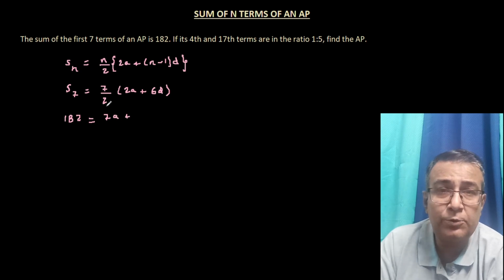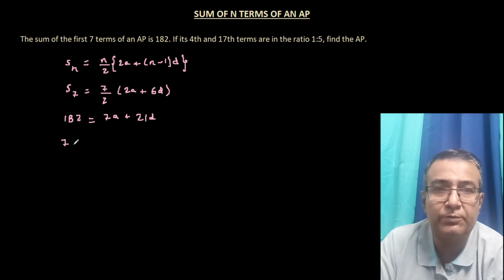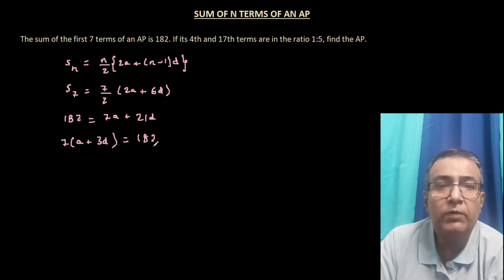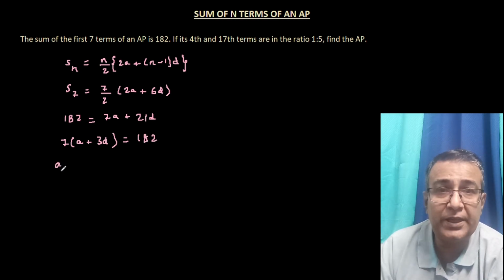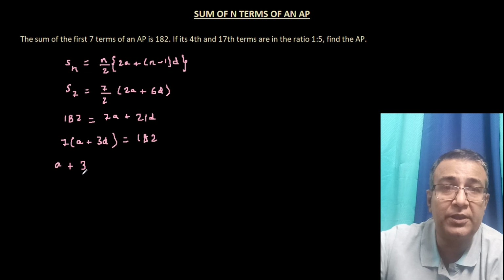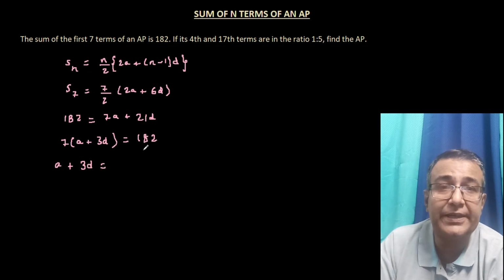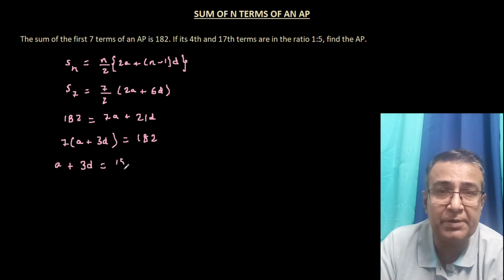Now this 7/2 has to be multiplied by 6d also. So 2 and 6 can be cancelled to get 3, and 7 times 3 is 21. So we get 21d. Again, writing the RHS as the LHS now, we can factorize out the 7. So inside the brackets we are left with a plus 3d, that should be equal to 182. We can take 7 to the other side, so we are left with a plus 3d on the left hand side, and on the right side it is 182 divided by 7.